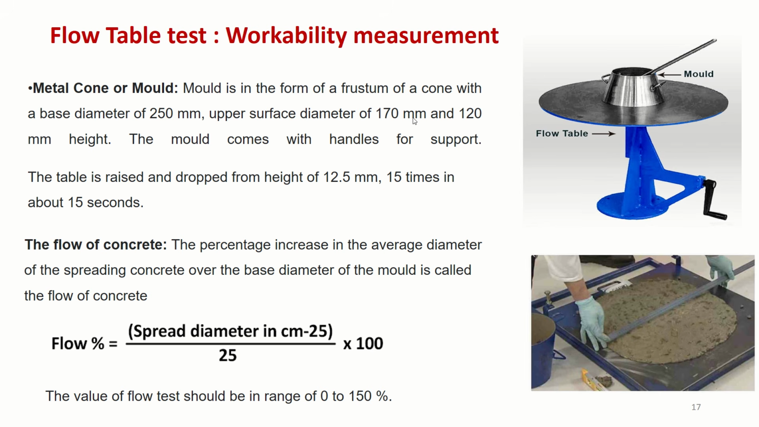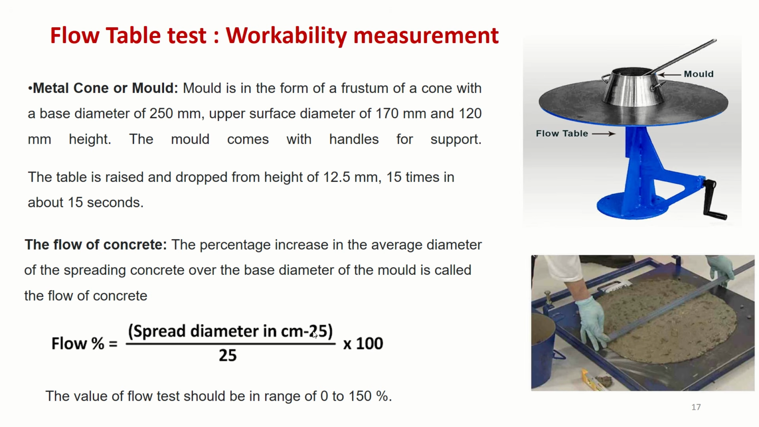Jolt means what? That impacts. 15 jolts are given in 15 seconds, and the height of drop is 12.5. When we are giving the 15 jolts, the concrete spreads over this particular top, and then with the help of a scale, you have to measure the spread in centimeters. And then the percentage flow is determined.